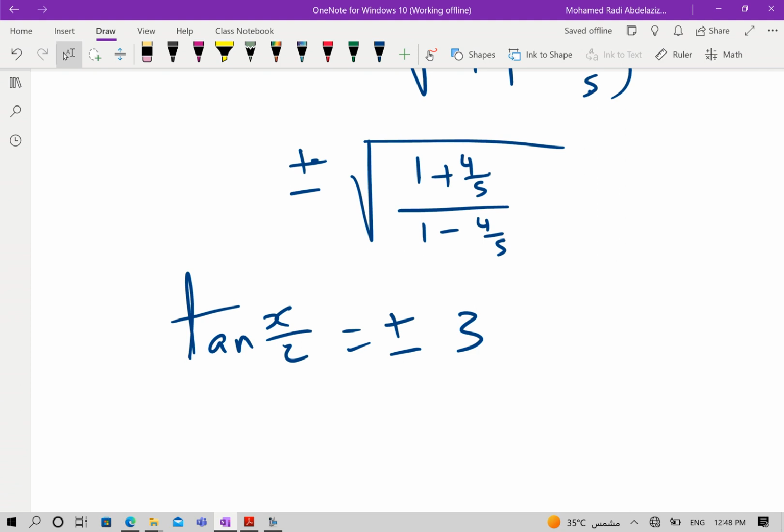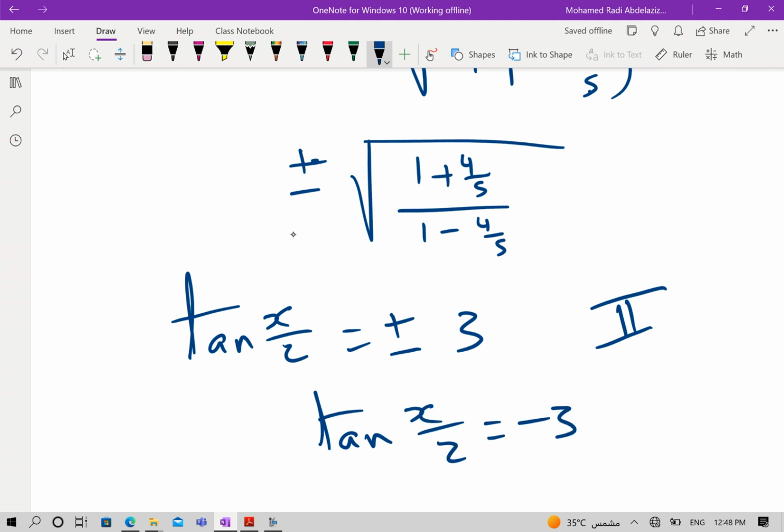x is between 180 and 270. If we divide both by 2, it will be 90 and 135. So second quadrant. Tan in the second quadrant is negative. So the final answer: tan x over 2 is equal to negative 3.